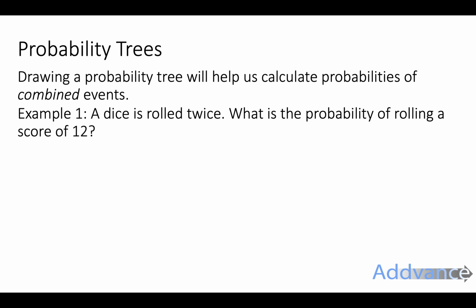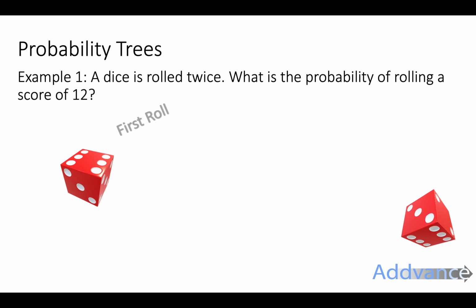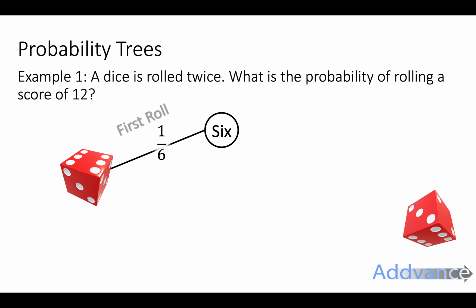For example, a dice is rolled twice. What is the probability of rolling a score of 12? Well, the only way to get a score of 12 is to get two sixes. You can't get a score of 12 any other way with dice. So we're only interested in getting a 6 or not a 6. The probability of getting a 6 is 1/6. The probability of not getting a 6 is 5/6.